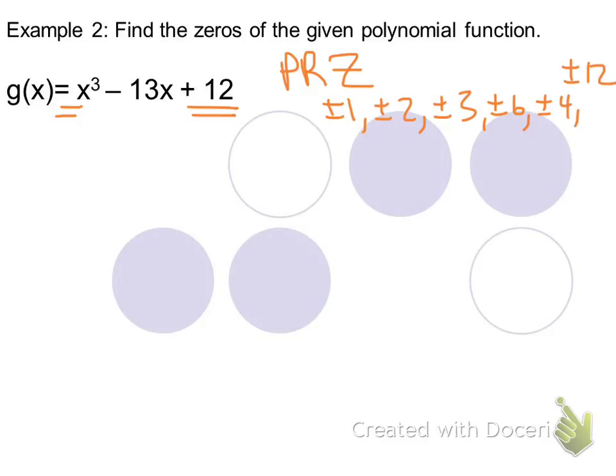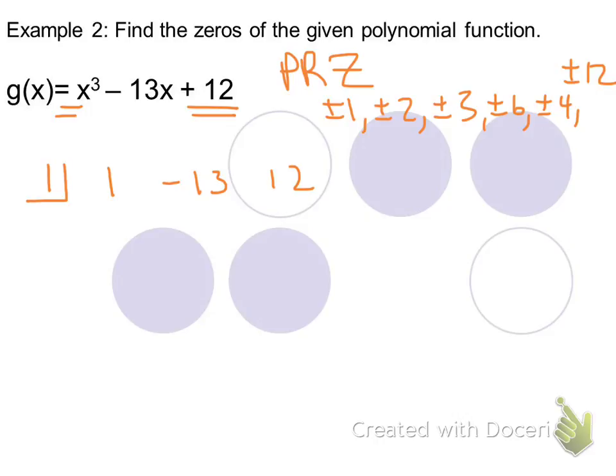Now, a test question or two on the next test will just be state the possible rational zeros. Okay? All right, what do you want to try? Let's just start with 1 and roll into it. Let's do 1. 1, negative 13, positive 12, right?